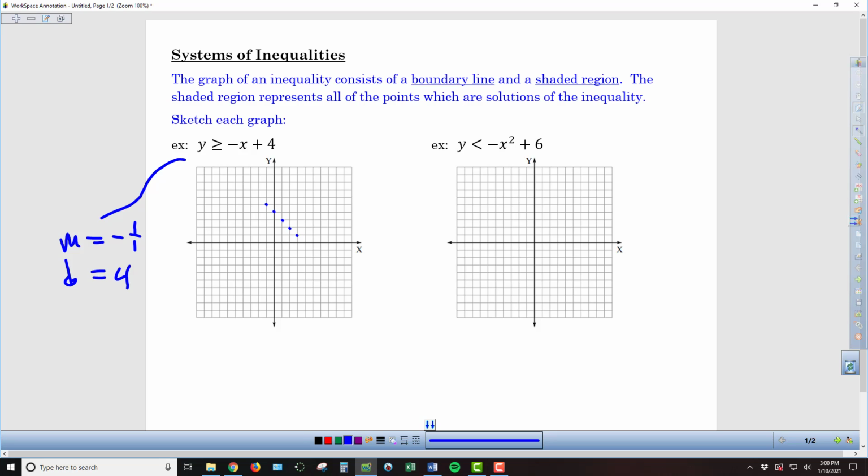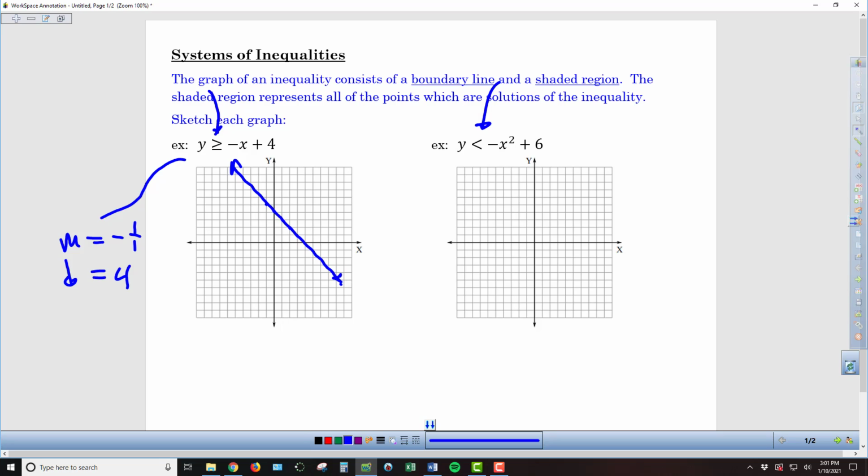Now at this point I need to pause for a second. To start off with, because I have an equal to as part of my inequality symbol, I know that the points on my line are going to be solutions. So for that reason, I'm going to make the line solid. On the second example, we can see that the inequality symbol is missing the equal to, which means when we eventually graph that line, we are not going to have those points be solutions, so we'll represent that with a dotted line, but we'll get there in just a second.